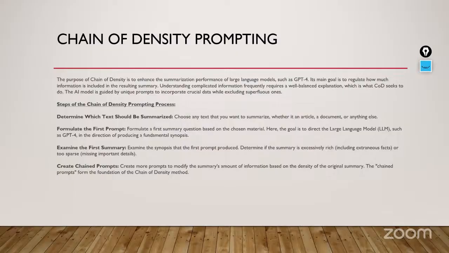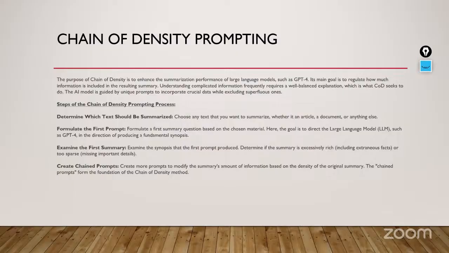For example, if we have a very long sequence of data and we want to summarize that data, we can use chain of density prompting. When very complicated information is present, we can make that into a well-balanced explanation, which is what chain of density seeks to do. The AI model is guided by unique prompts to incorporate crucial data while excluding the superficial.